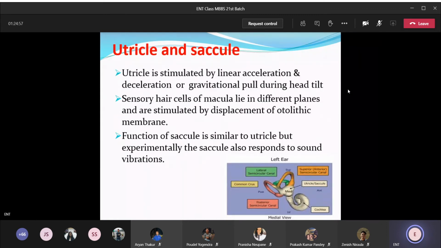Now coming to utricle and saccule. Okay, so utricle is stimulated by linear acceleration and deceleration or gravitational pull during head tilt. Sensory hair cells of macula lie in different planes and are stimulated by displacement of otolithic membrane. The function of saccule is similar to utricle, but experimentally the saccule also responds to sound vibrations.